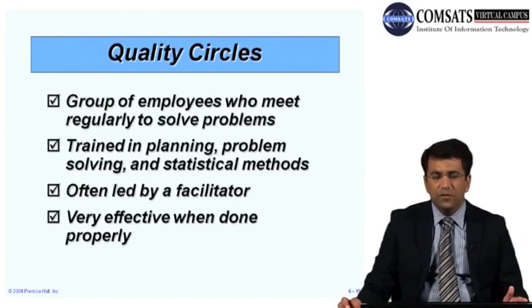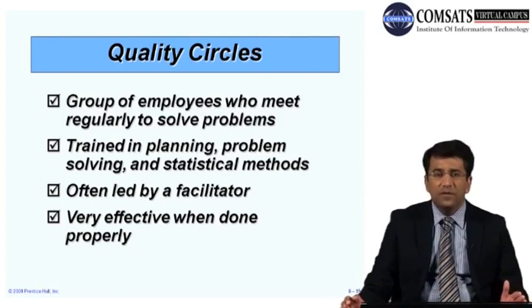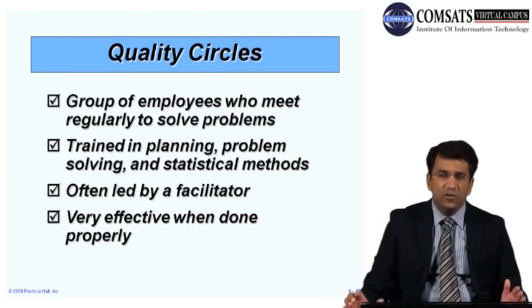The next important concept is quality circles. A quality circle is a group of employees who meet regularly to solve problems. Again, this concept is also related to the empowerment concept we just discussed. In quality circles, the top management of the organization gives the empowerment to a group of people within the organization in order to maintain the quality of their products and services. So quality circle is actually the name of the group of employees who meet regularly to solve problems. Their main responsibility is to maintain the quality of their products and services.